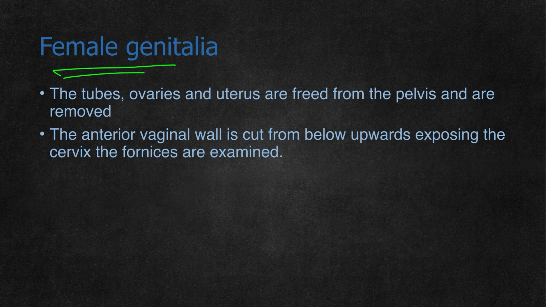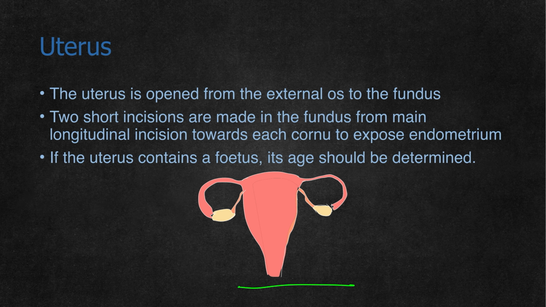Then coming to female genital examination. The fallopian tubes, ovaries and uterus are freed from the pelvis and removed. In the case of a female, first the uterus, fallopian tubes and ovaries have to be separated. Then the anterior vaginal wall is cut from below upwards, exposing the cervix and fornices. So first the anterior vaginal wall is cut open so that the uterus is completely exposed and removed.